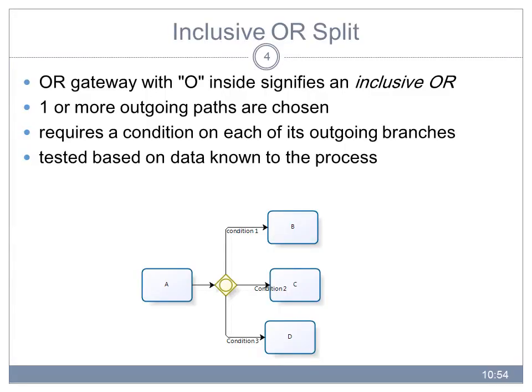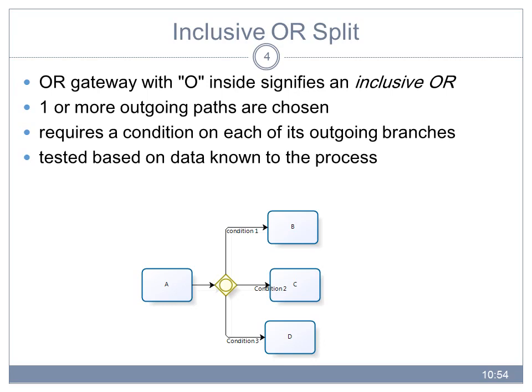The next kind of gateway is the inclusive OR split. So this is the same as an OR gateway, but now instead of an empty gateway or an X in the middle of the gateway, we put an O to signify that it's an inclusive OR. So it means now that one or more outgoing paths are chosen.